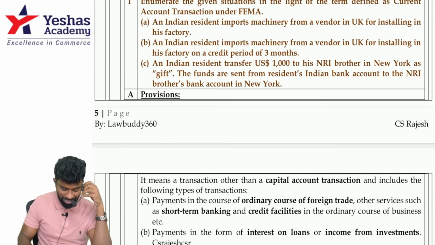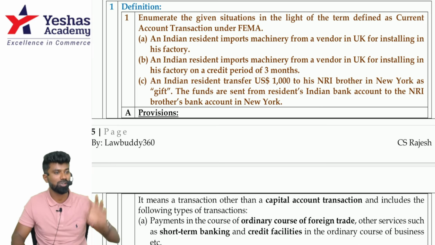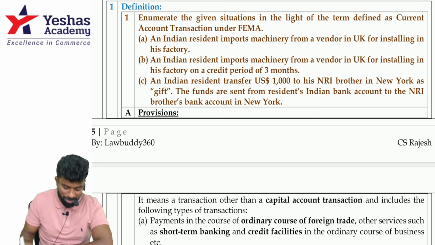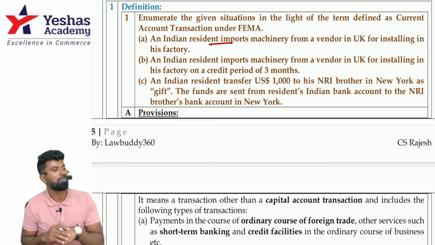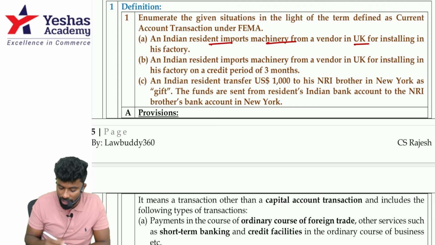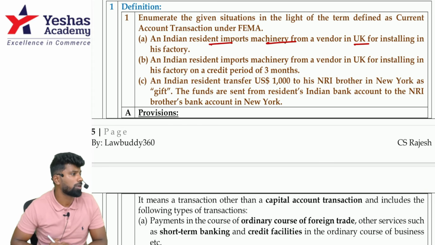So let's discuss some questions for this. Let's discuss the first question. Can you guys answer this question, please? An Indian resident imports machinery from the UK for installing in a factory. Is it a current account transaction or capital account?